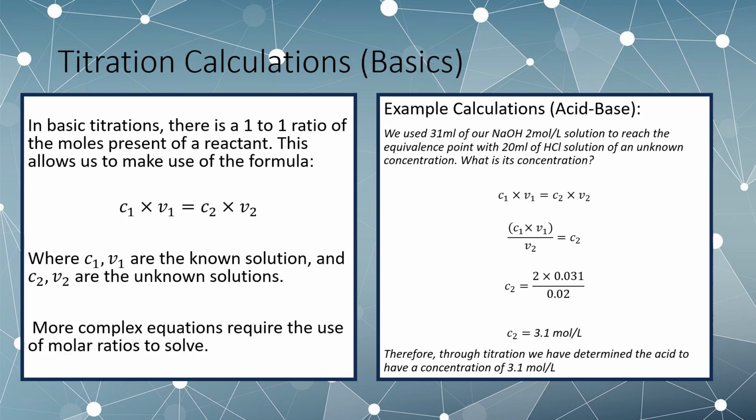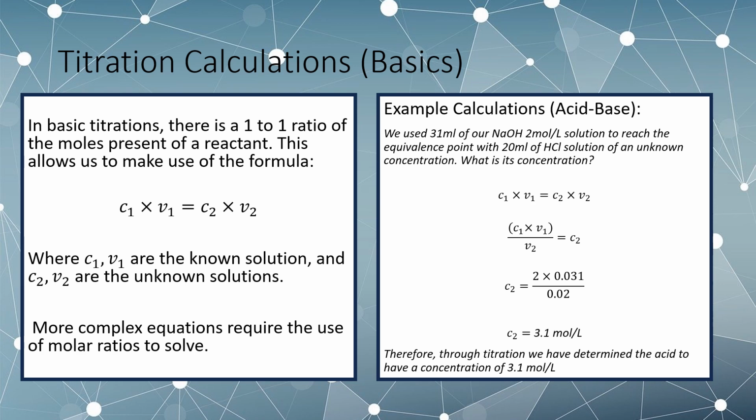Now, calculations for finding the unknown concentration can get quite complex, and I suggest you check out our molar ratio calculation video to see different ways that you can calculate when you have imprecise ratios between reactants within a chemical equation. However, for this case, and for some basic calculations, and for your introduction to titrations, you'll often use a straightforward formula with straightforward chemicals. In these such titrations, there is a 1-to-1 ratio of the moles present of a reactant.